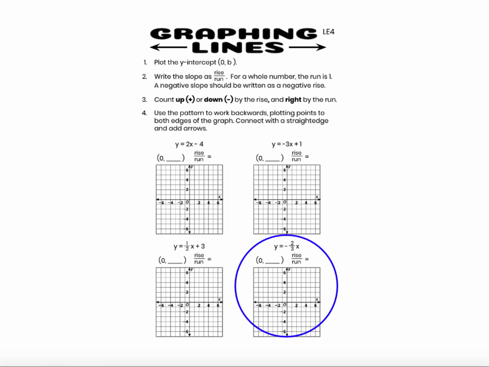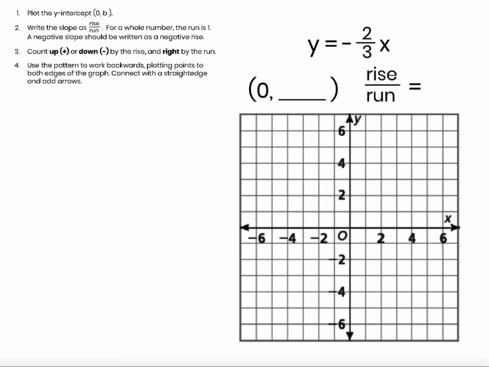My last graph, my graph of y equals negative 2/3 x. The difference here is that I have an invisible start value. My invisible start value is 0. So if there's no start value given, that means the start value is 0. That means I start when x is 0 at y equals 0. The line will go through the origin. That's the point 0, 0.